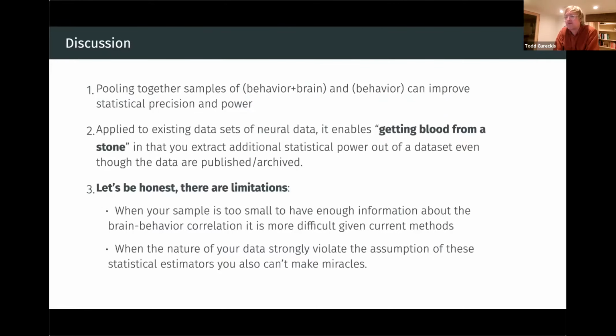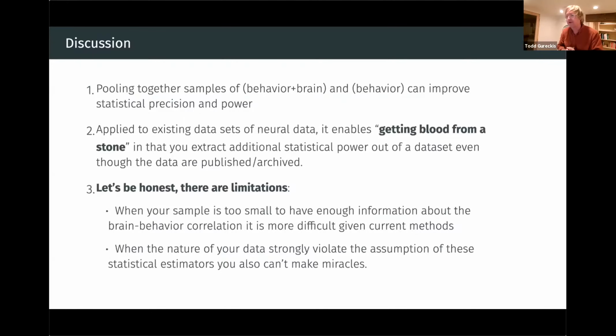So just to sum up, pulling together samples where in some set of the sample, both behavior and brain were recorded, and in other sets of the sample, only behavior was recorded, can improve statistical precision and power. Applied to existing data sets of neural data, it enables us to kind of get blood from a stone. So you can imagine that you go online and you find some existing fMRI data set.